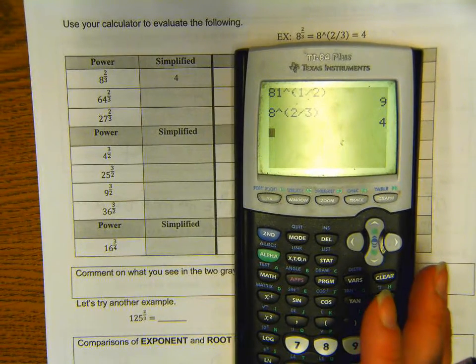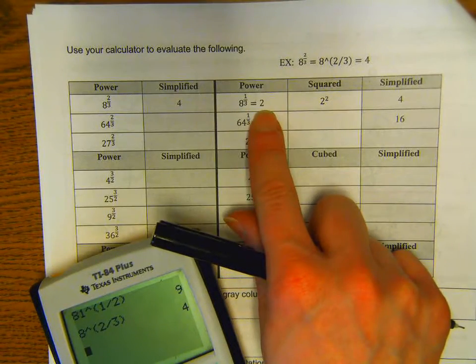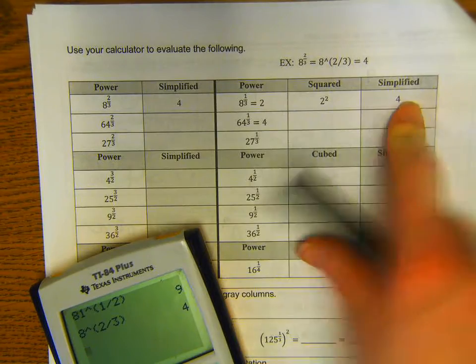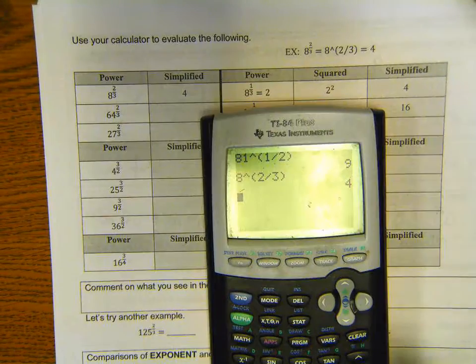Alright, so here's what this means. This means 8 to the 1/3 is 2, and 2 squared is 4. Alright, let's try it with this one. Would you punch 64 to the 2/3 power in your calculator and tell me what you get?